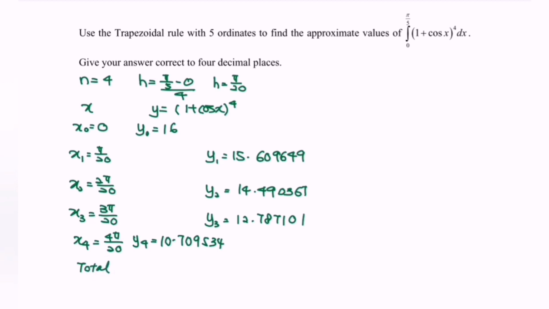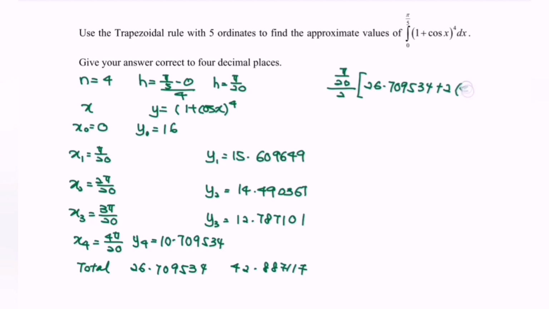Sum up the values. Where we have y0 plus y4, we have 26.709534. If we sum up y1, y2, and y3, we will have 42.887117. So kindly substitute the values into the formula, where we have h over 2, bracket, the sum of y0 and y4, which is 26.709534, plus 2 multiplied with 42.887117.